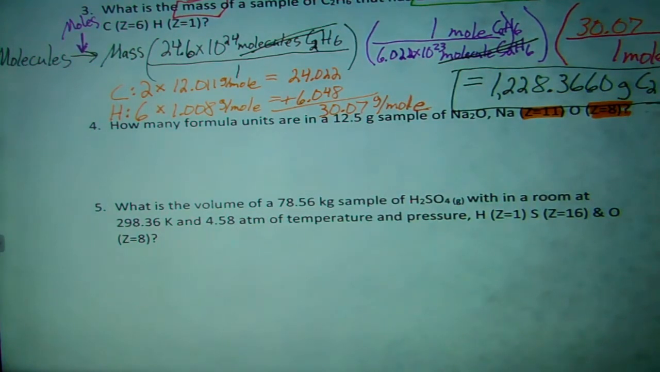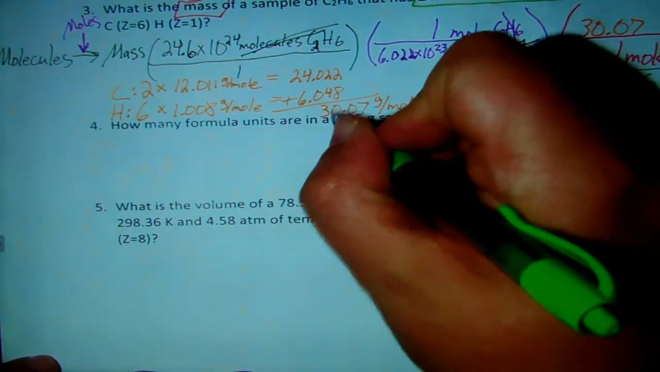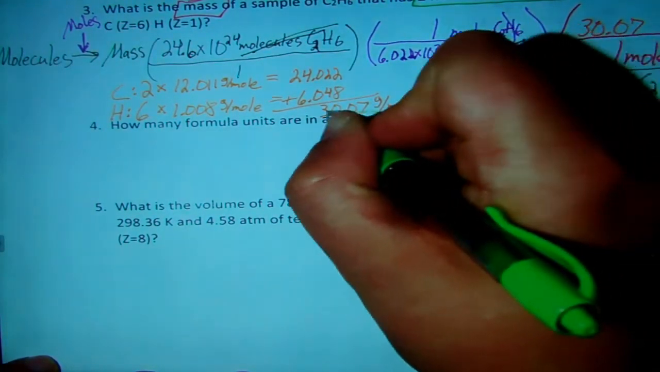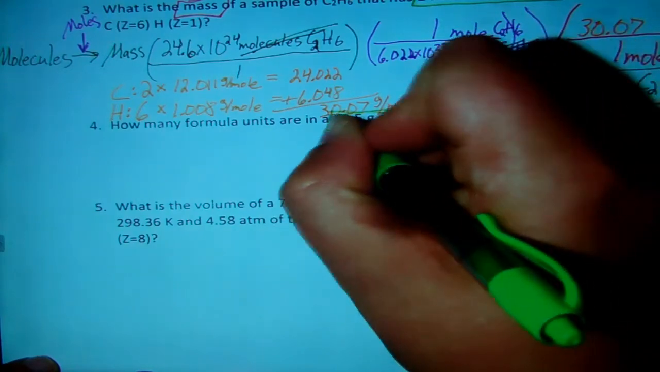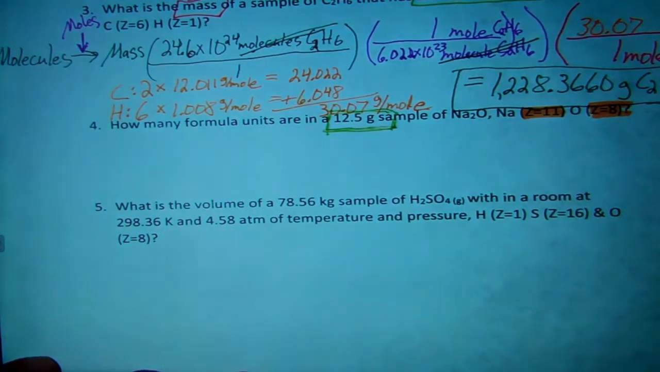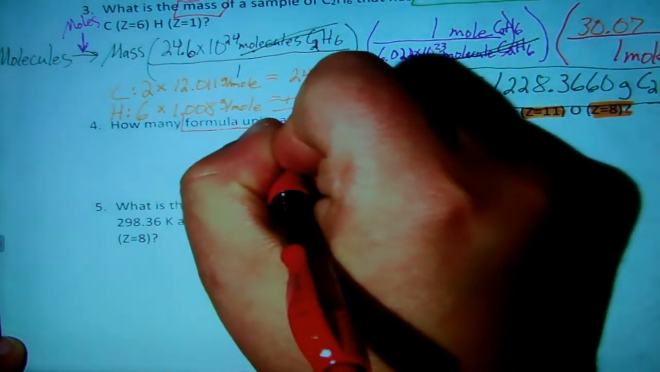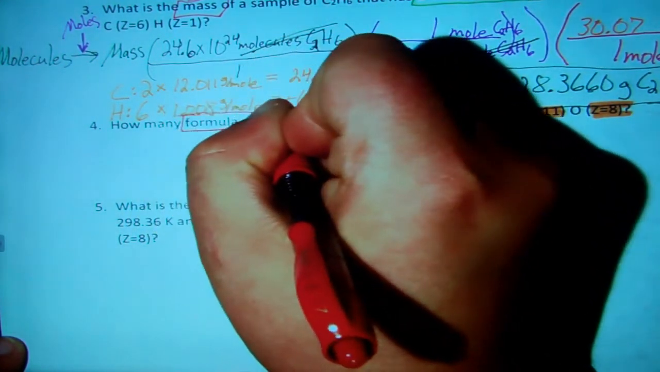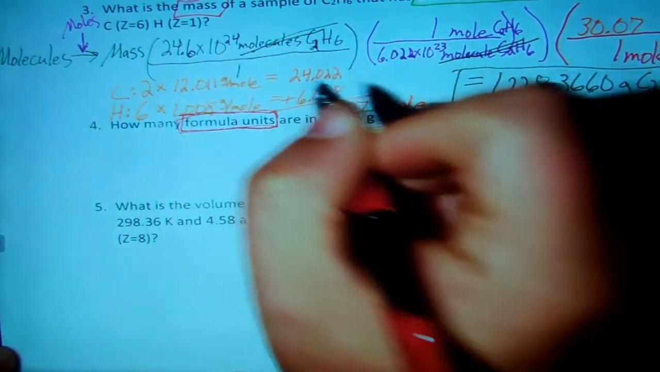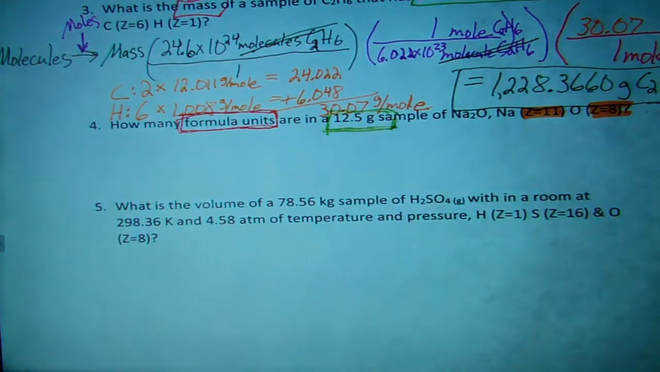So in this case, mark your start point. Start point's right here. I give you the number in grams. There's my starting point. End point's right here. I'm looking for formula units. This is where I gave you all those units at the end: molecules, particles, formula units. Formula units go at the end.